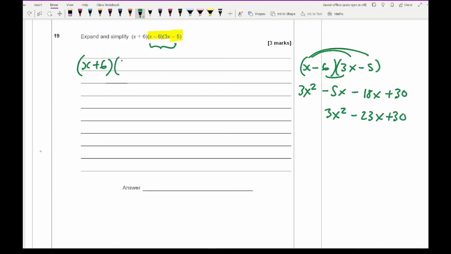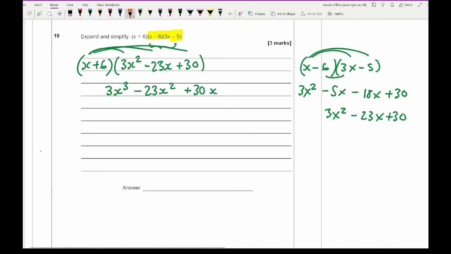So then here I write 3x squared minus 23x plus 30, and then I just expand the brackets again. So here I've got 3x cubed minus 23x squared plus 30x, and then for the second set I've got 18x squared, which I'm just going to write underneath.